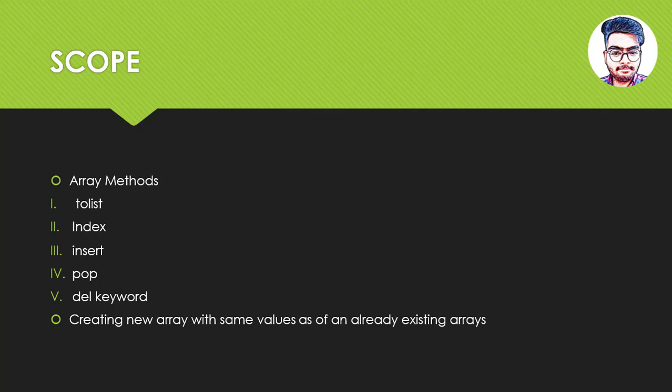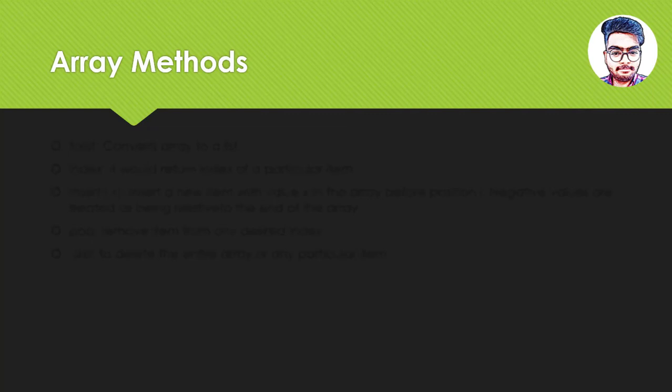Let's get started. The array methods. The first array method that we are going to discuss today is the toList method, which converts an array to a list. For example, if we have an array, say 1, 2, 3, 4, 5, when we perform the toList method, which is inside the array module, we can convert an array to a list and then we can perform all the list operations and list methods on it.